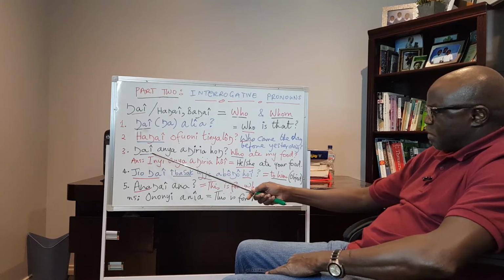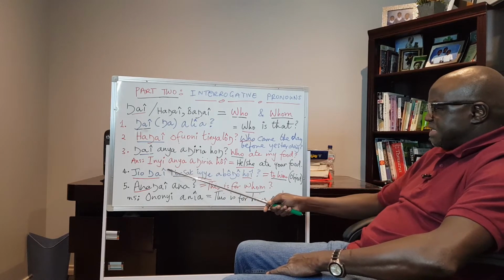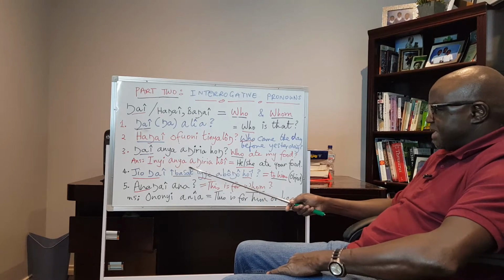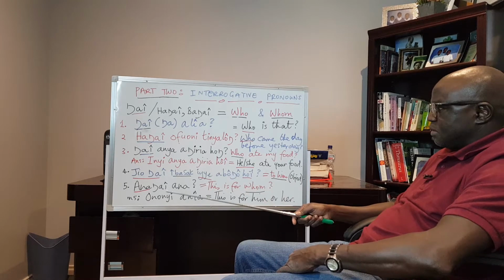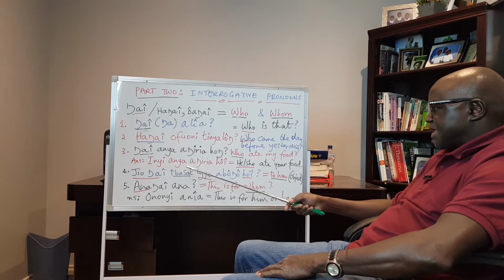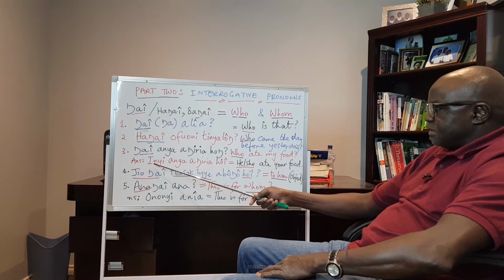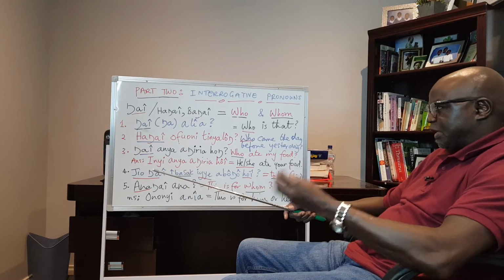According to this one here, the answer is inyi anya angiria hoi. Someone is responding when you ask this question, who ate my food? And someone will respond in Otuho language, inyi anya angiria hoi. Inyi here is the personal pronoun, in the singular form, which is he, she, it.